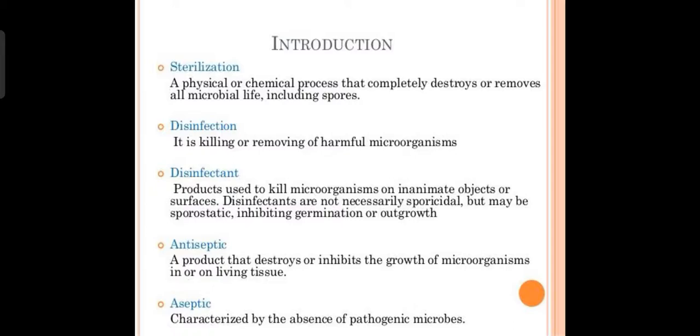Then we have decontamination. Decontamination is the process of removal of contaminating pathogenic microorganisms from the articles by a process of sterilization or disinfection. Then we have asepsis. Asepsis is the employment of techniques to achieve a microbe-free environment, such as usage of gloves, usage of air filters and UV rays, etc.